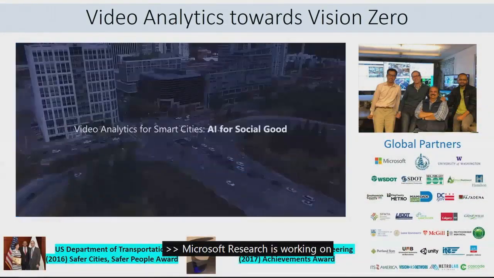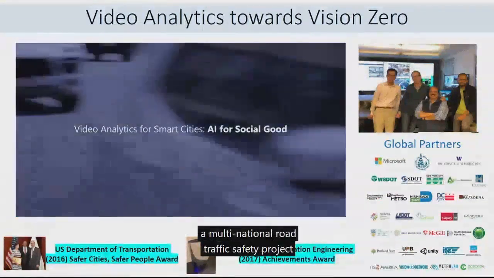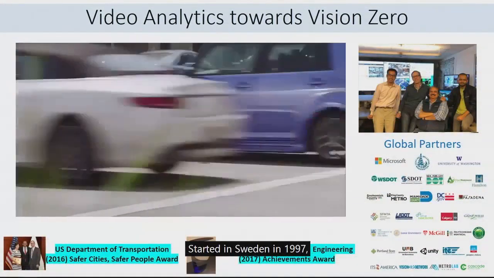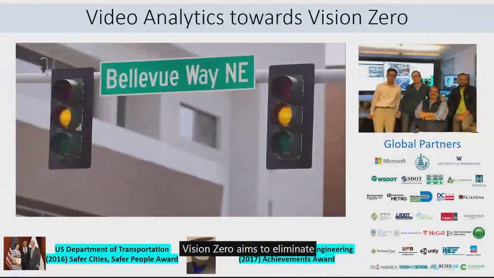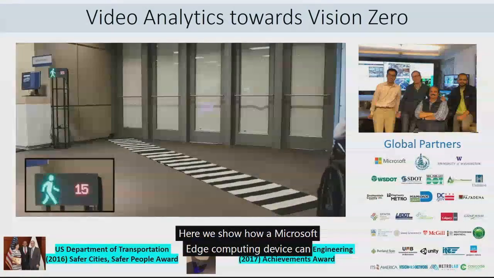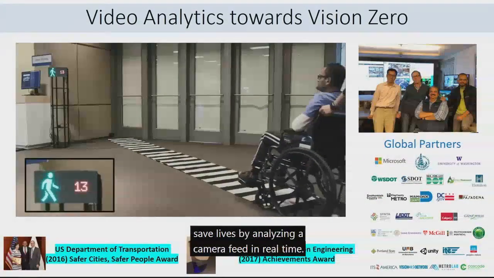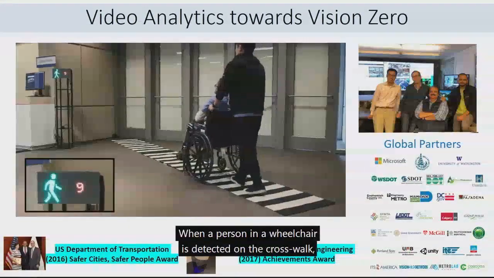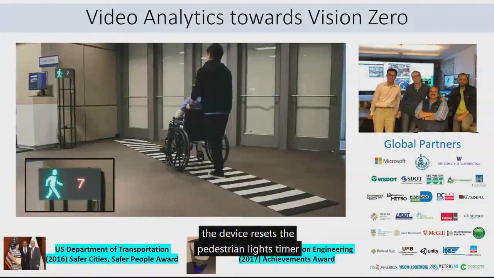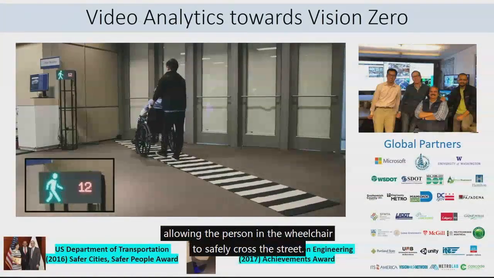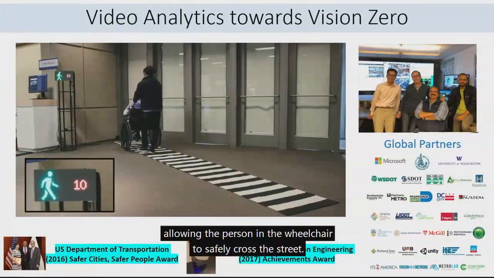Microsoft Research is working on a multinational road traffic safety project called the Vision Zero Initiative. Started in Sweden in 1997, Vision Zero aims to eliminate fatalities and serious injuries on the road. Here we show how a Microsoft Edge computing device can save lives by analyzing a camera feed in real time. When a person in a wheelchair is detected on the crosswalk, the device resets the pedestrian lights timer, allowing the person in the wheelchair to safely cross the street.